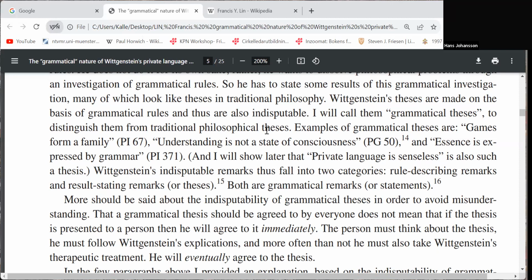Wittgenstein's indisputable remarks thus fall into two categories: rule describing remarks and result stating remarks, or thesis. Both are grammatical remarks or statements.